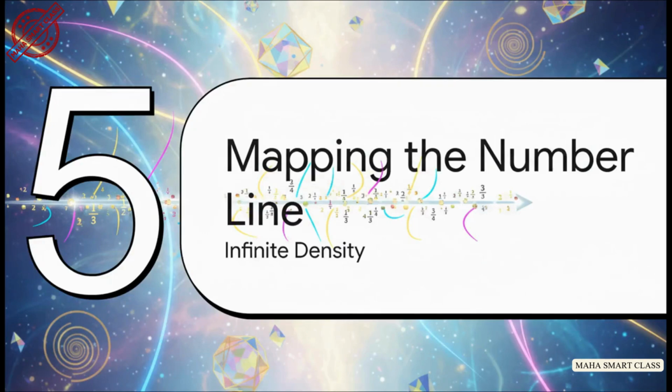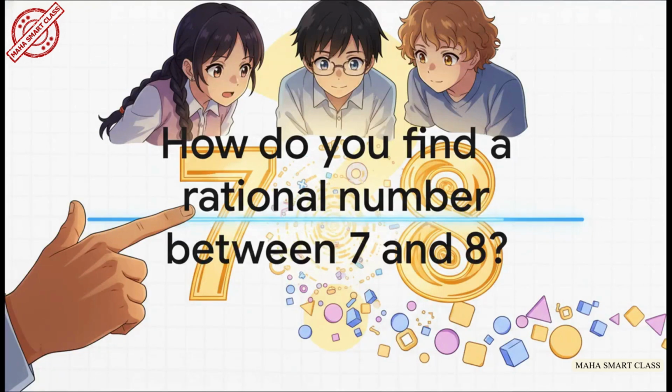All right, for our final piece, let's actually try to visualize where all these fractions live. Because when we start to map them out on the number line, we uncover one of their most, well, mind-bending and honestly beautiful properties. Let's start with a really simple task. We've got the number 7 and we've got the number 8. We know them well. But what's actually hiding in that space between them? How would you go about finding just one number that fits perfectly in that gap?